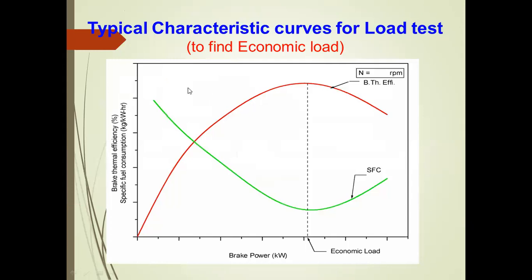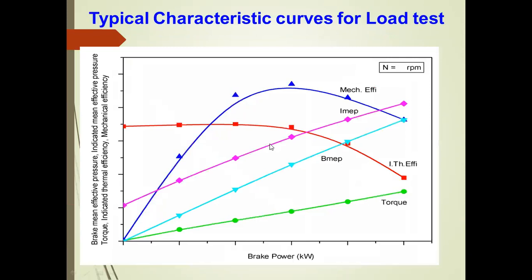From the laboratory point of view, you can draw the characteristic curves at various load conditions. On the y-axis are the brake thermal efficiency and specific fuel consumption, and on the x-axis is the brake power. To find the economic load, one point gives the maximum brake thermal efficiency and another gives the minimum specific fuel consumption. The point in between the maximum brake thermal efficiency and minimum fuel consumption is known as the economic load condition. From these characteristic curves, we can find the various load tests.